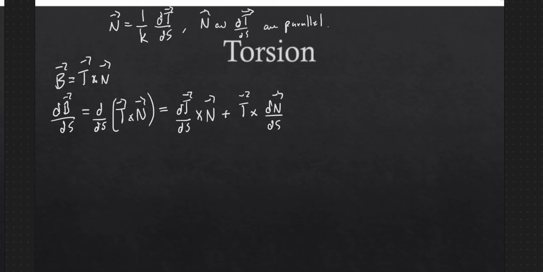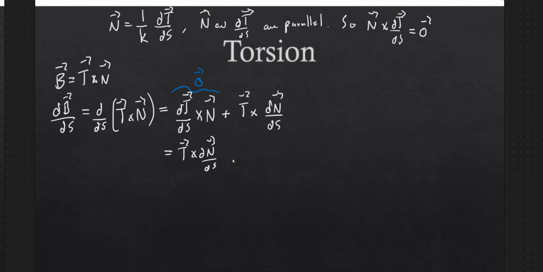And remember, if you have two parallel vectors and you take their cross product, you end up with 0. So n cross dT/ds is the 0 vector. So that means this whole term here goes to the 0 vector. It's just 0 at all points t. This is true for all times t, or all points along the curve S. And so what we get here is just T cross dN/ds.